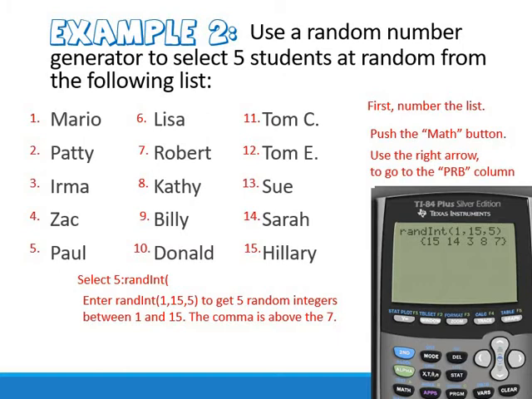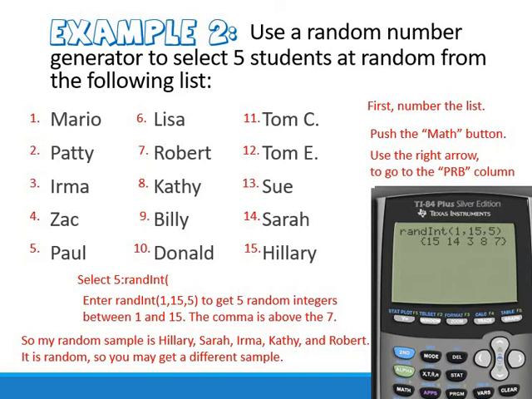Okay. So you have a random integer generator on your calculator that you can use. Excel and lots of other programs have ways to generate random samples from finite sets of numbers, to generate random integers from sets of numbers. Okay, so there's my sample: Hillary, Sarah, Irma, Kathy, and Robert.